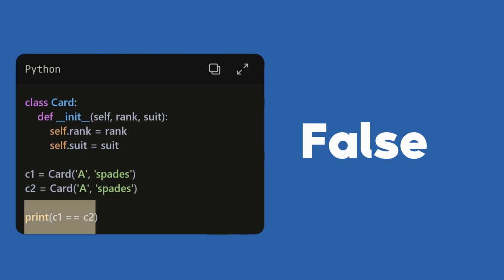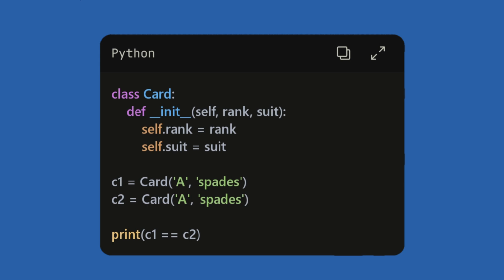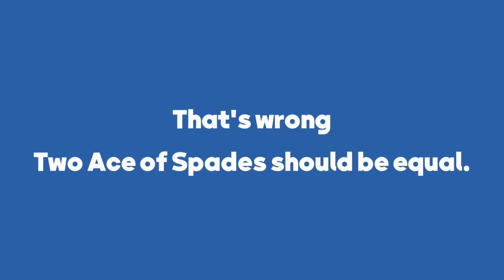False. Two ace of spades are not equal. Because by default, Python compares memory addresses, not values. These two cards live in different places in memory, so Python says they are different. That's wrong. Two ace of spades should be equal.